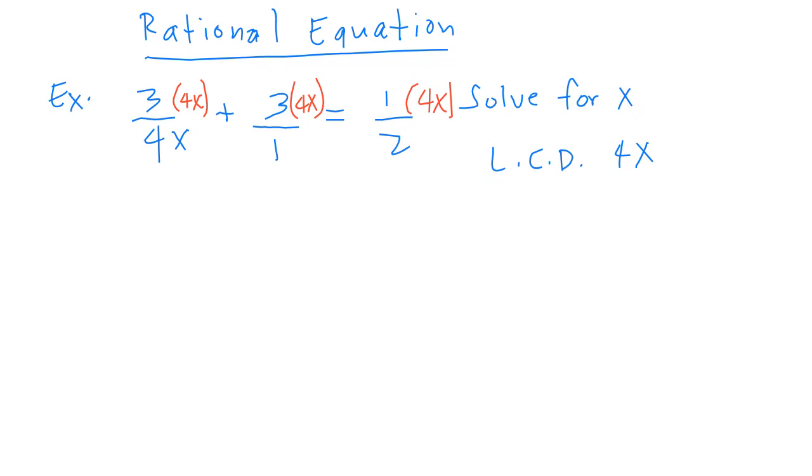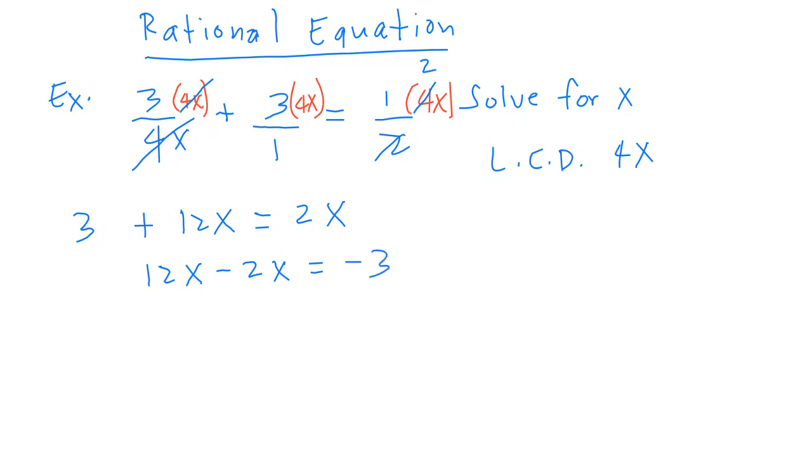So 4x and the 4x at the bottom can be cancelled out. What's left is 3 plus 3 times 4x, which is 12x, equals 4 and 2 can be cancelled out, so you'll be left with 2 on the top. The answer would be 2x. And now you can combine like terms. So I'll do 12x here, moving 2x from right to left, combining like terms, becomes a minus 2x. And then the 3 from the left can be moved to the right side, becomes a negative 3.